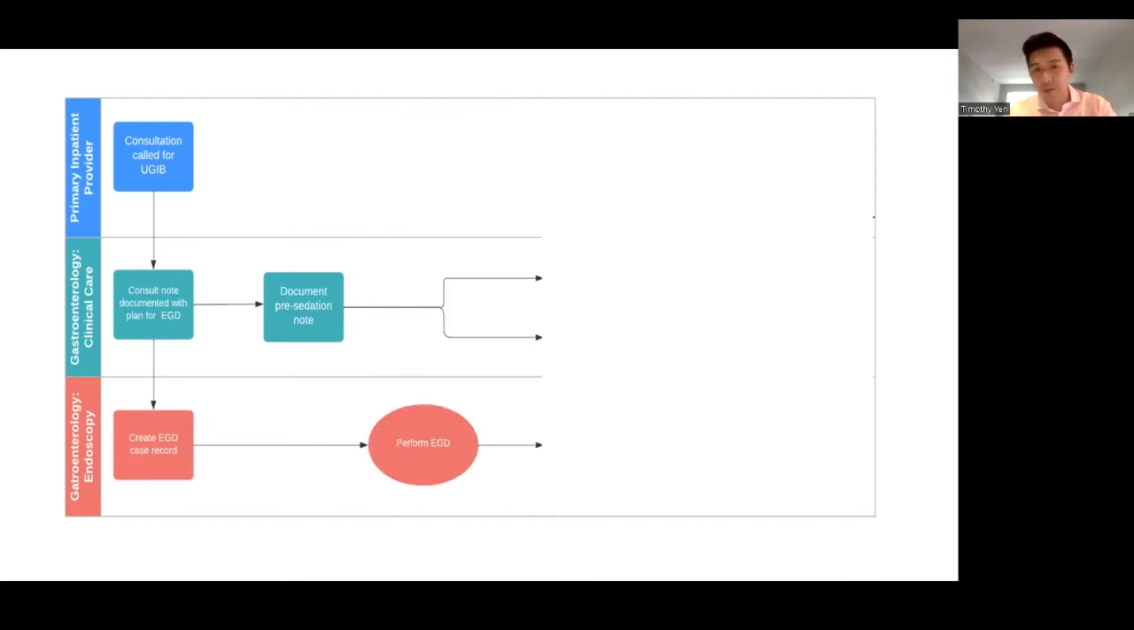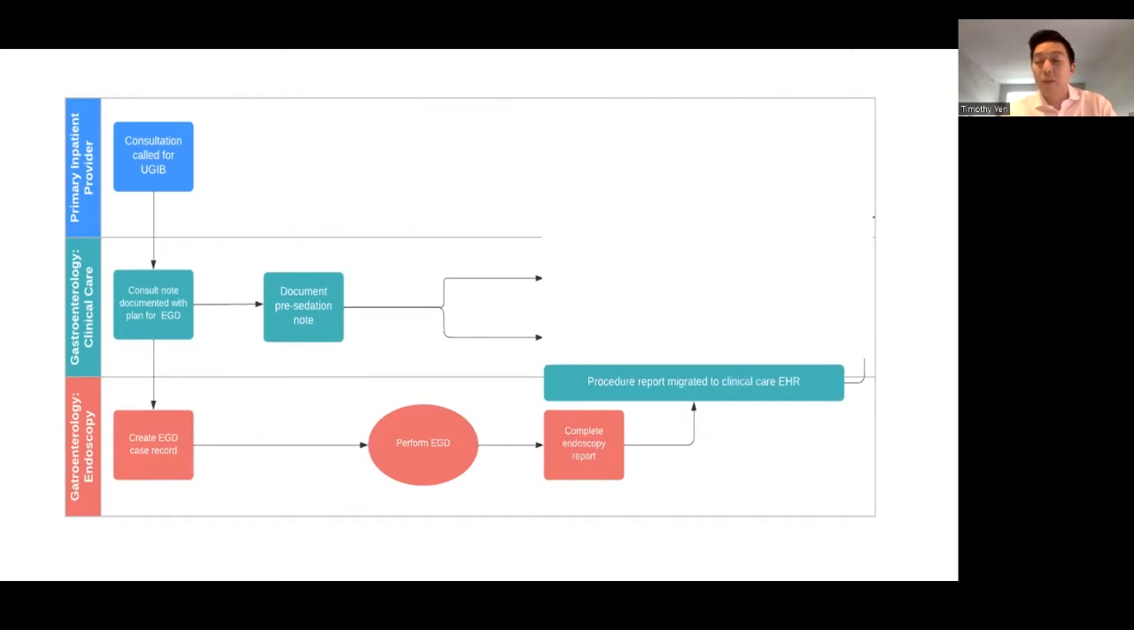Then we get to perform the upper endoscopy. And let's say we find an ulcer, we treat it, and we know what we're going to recommend based on what we did and whether we think it's going to rebleed. So then we complete the endoscopy report. That automatically, once we sign it in Provation, gets migrated and copied into the Epic procedures tab.